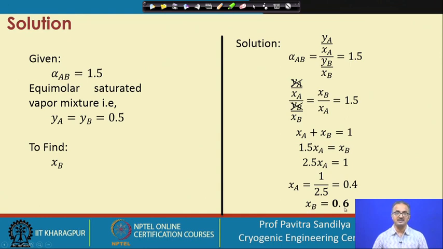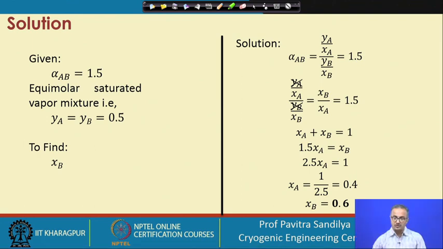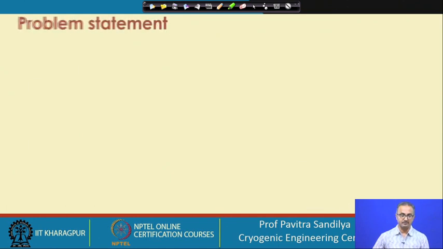This gives XA equal to 1 by 2.5, that is 0.4, and we find XB equal to 0.6. As we said earlier, because B is less volatile, it has more tendency to go to the liquid phase, and that is how our solution shows that the mole fraction of B in the liquid phase is more than that of A. This gives you an internal check during the solution of the problem.